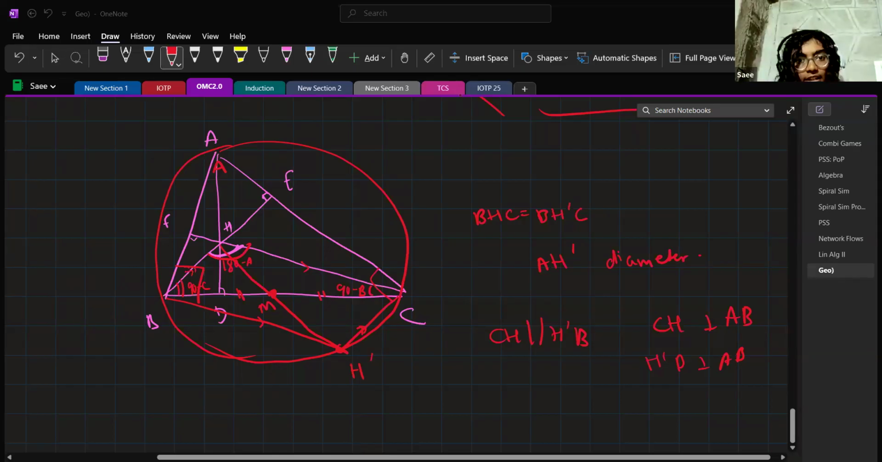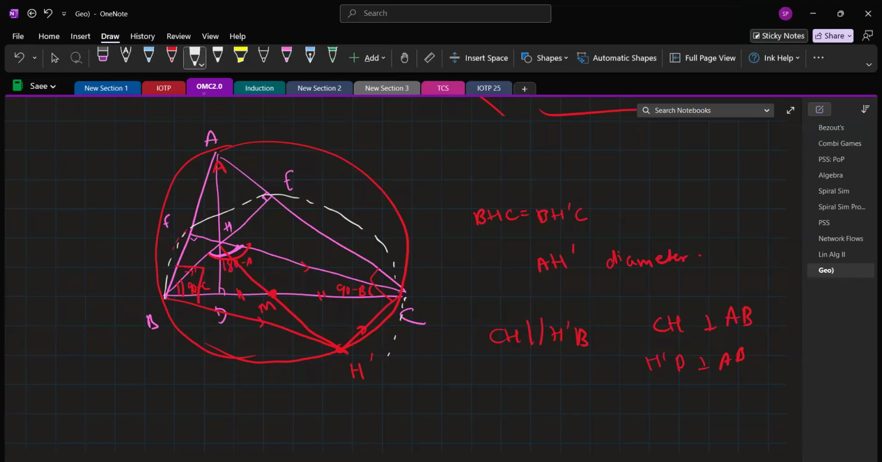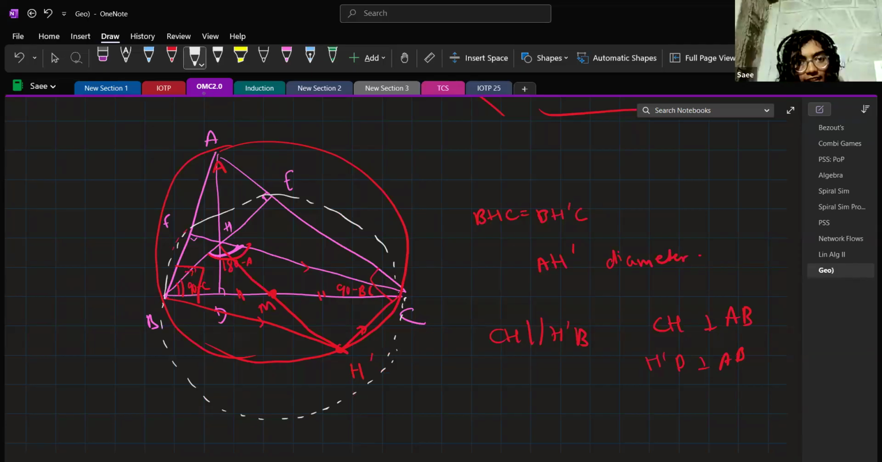So in fact, BFEC is also cyclic, right? Why is BFEC cyclic? Because angle BFC and angle BEC are 90 degrees. Yes. So they are cyclic and M is the center of the circle. Nice. What else can we observe in this?